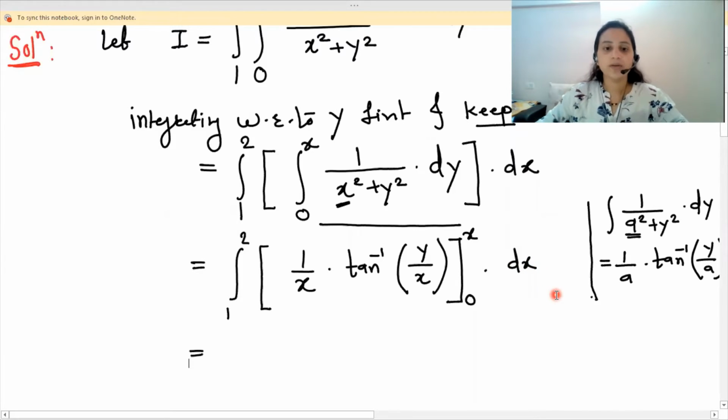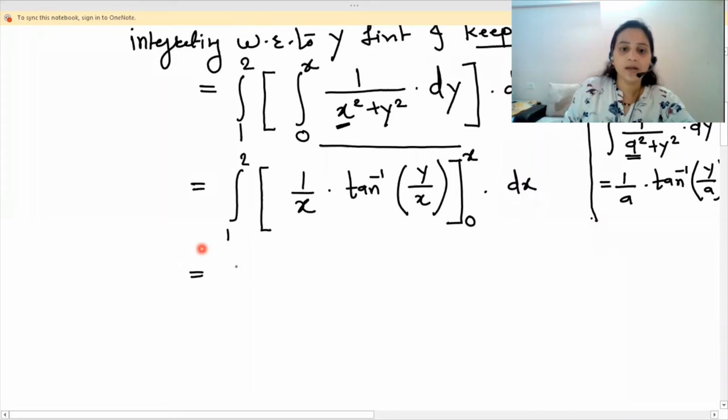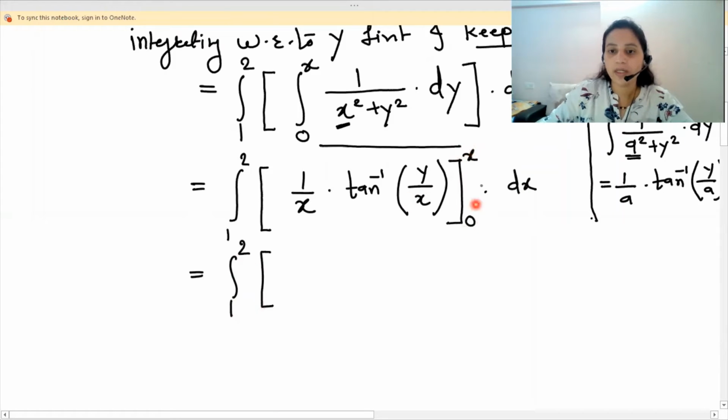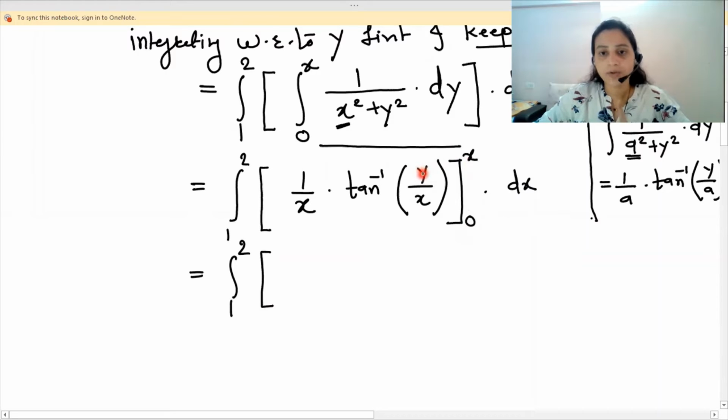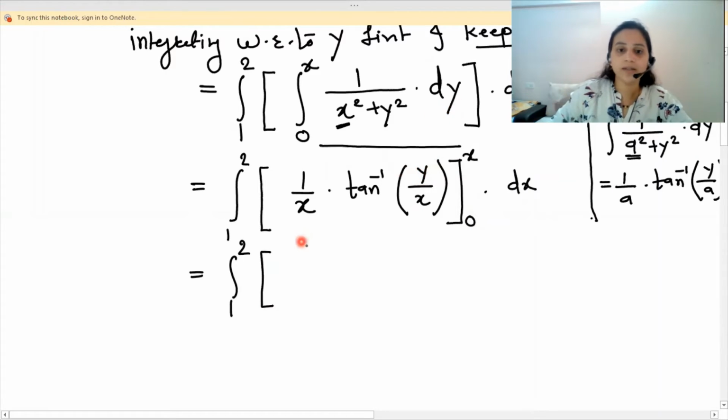Okay, now next step, the outer integration remains as it is. Now in this step we are going to put the limits. In place of y we are going to substitute the limits, upper limit x minus lower limit, right? In place of y we are going to substitute, why? Because we are integrating with respect to y, right? Now 1 upon x as it is. Actually, this is the constant, so you can write 1 upon x outside this bracket, right?